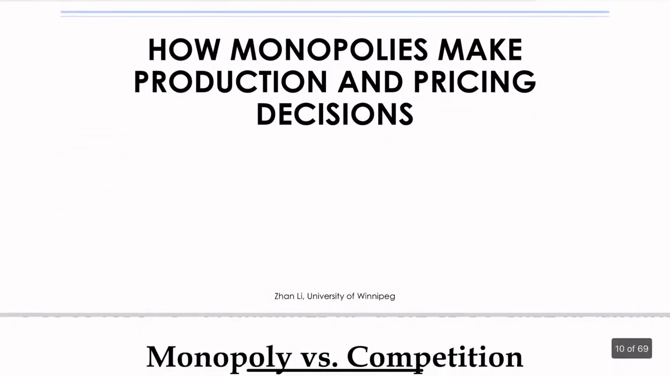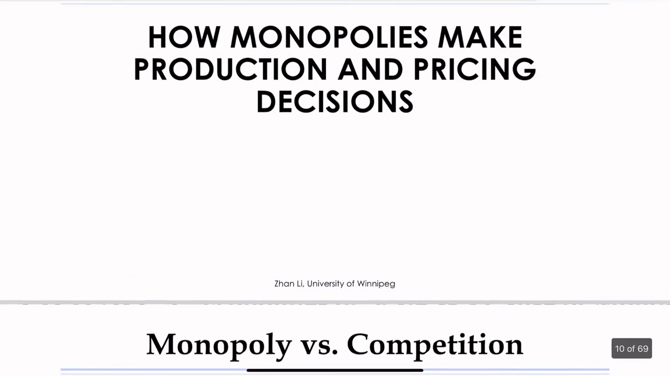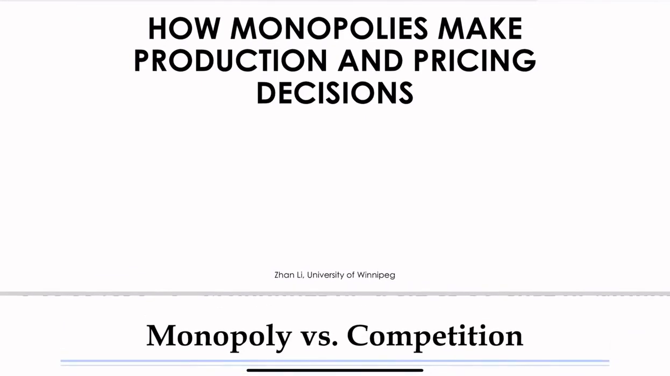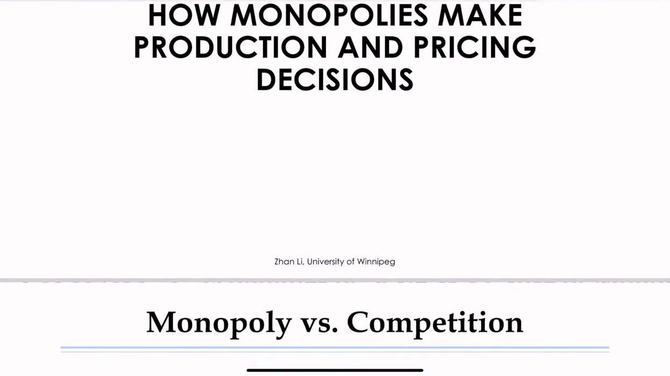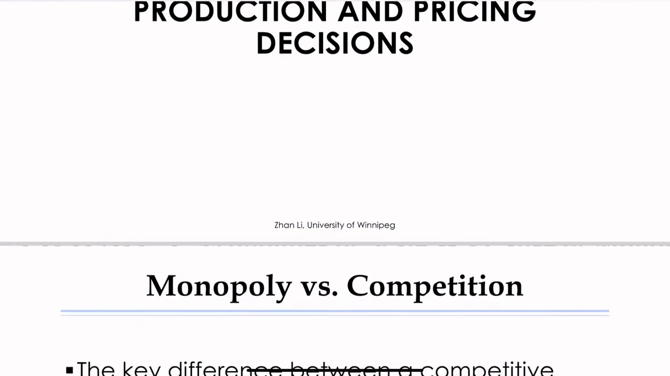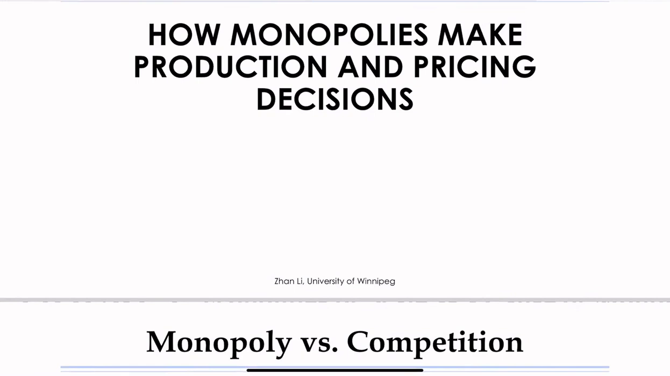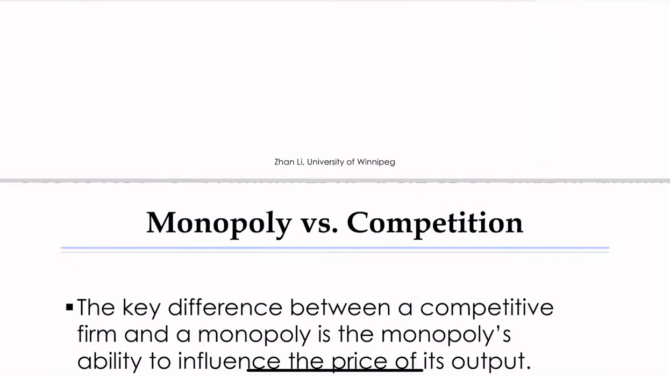Okay, now let's see the second part. Now we want to understand how a monopolist determines its output, and how a monopolist determines its price.